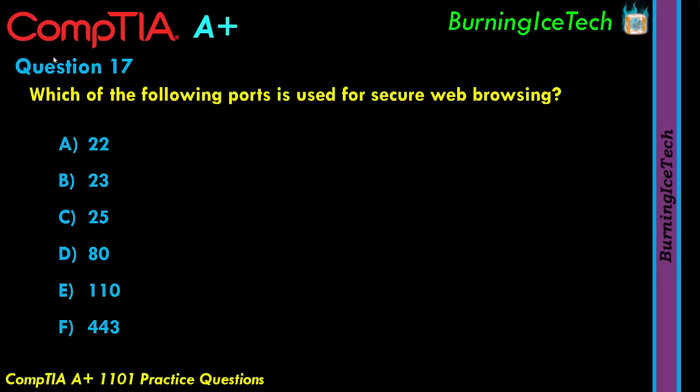And answer F is 443, which is HTTPS. The S stands for secure, like I said earlier in this video. And that means it's encrypted. It's secure. And that brings us to the answer here, which is F, 443. That is secure web browsing, guys.